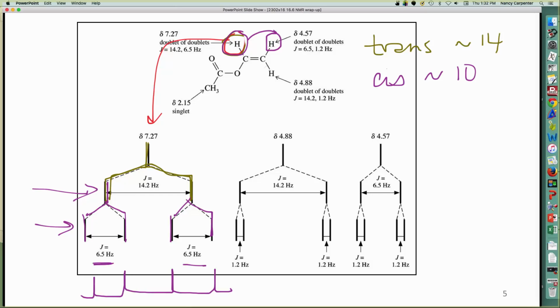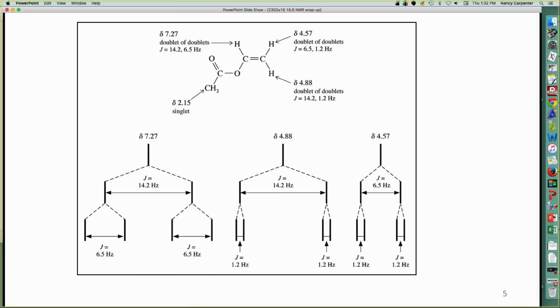Well, you can do that with all of these signals, clearly. So again, now let's look at this guy again. We know it's coupled in a cis fashion to that one. So that's apparently that hydrogen. We know that the coupling constant, the measure of the interaction between those two hydrogens, was 6.5 hertz. So there's our doublet.